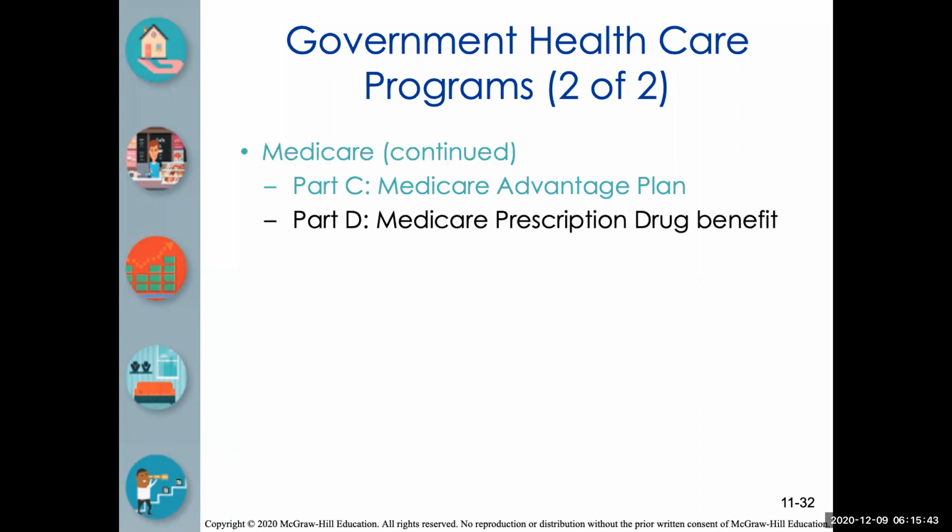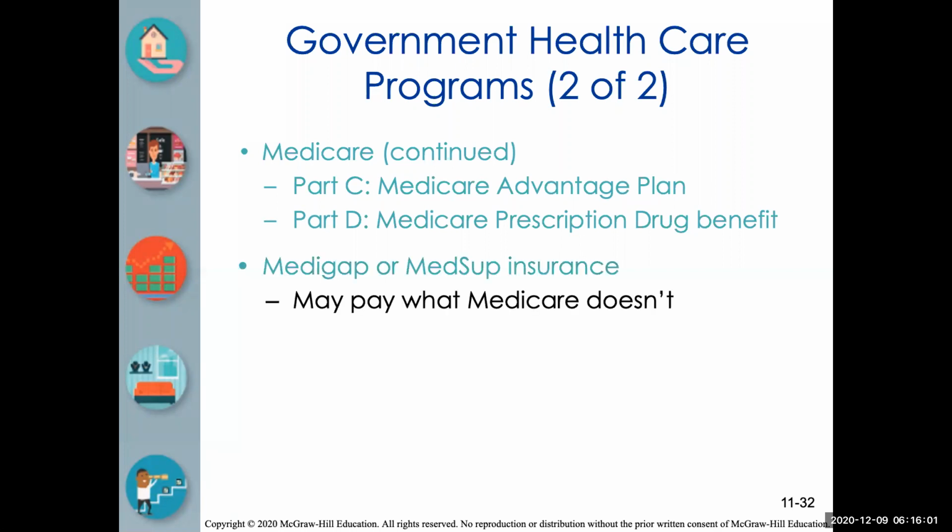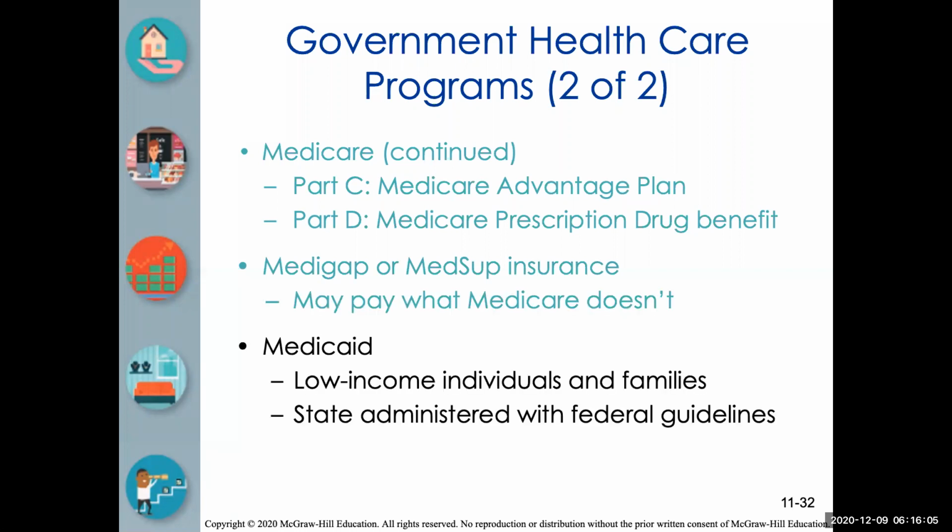And then you have Part D, which is the Medicare component that deals specifically with prescription drug benefits. And then we talked about Medigap, MedSup, which is essentially the Medicare Advantage Part C coverage. So it's going to pay for what Medicare doesn't pay for. And then depending upon your income, you could have access to Medicaid.